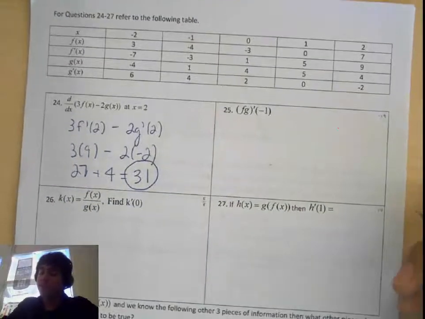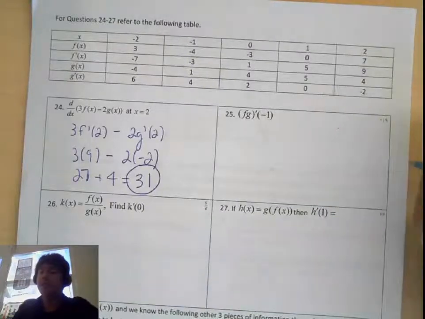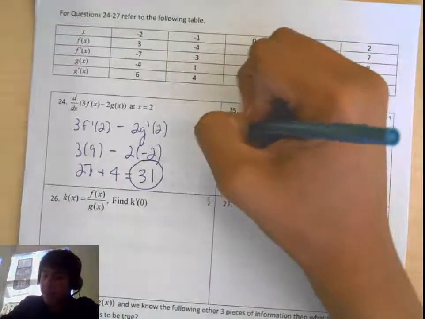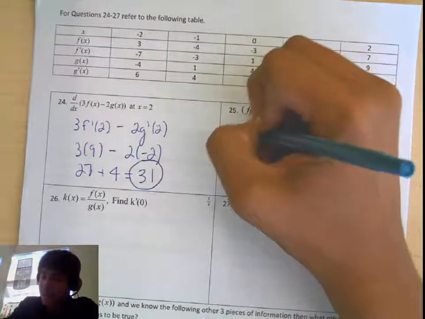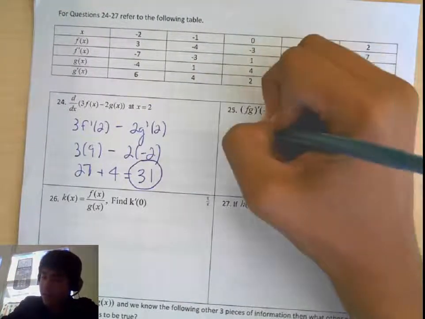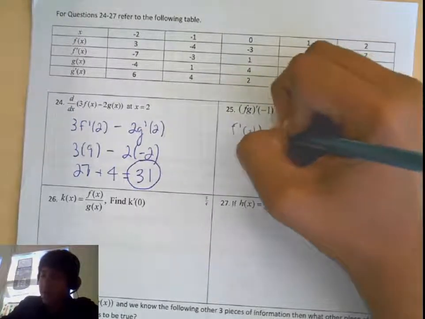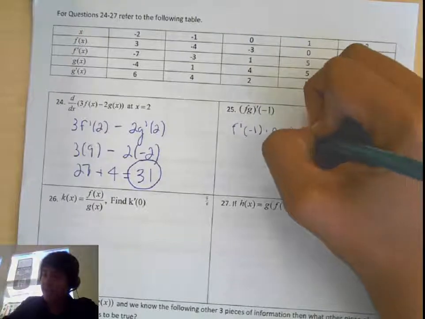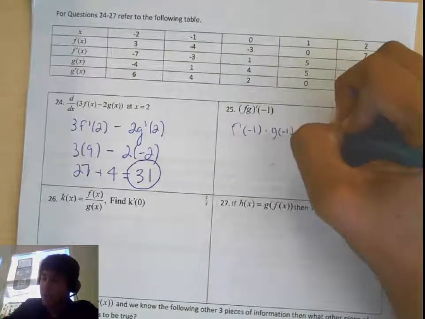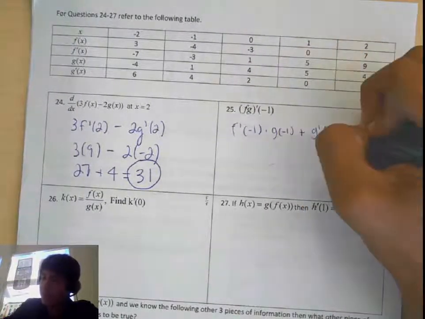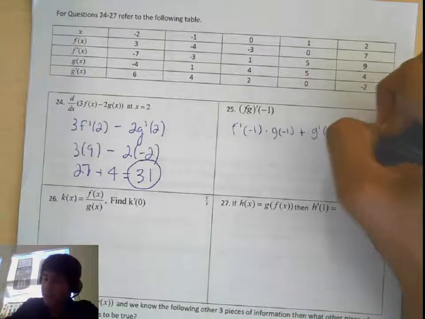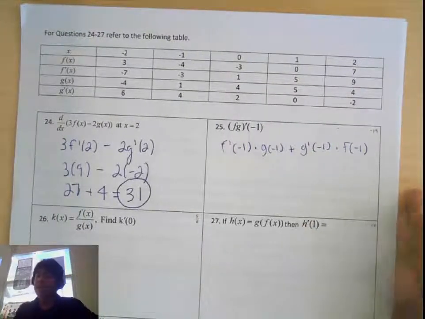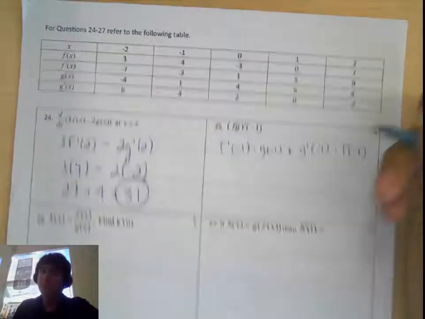So I'm gonna do number 25, which you have to utilize the product rule. So first, we need to write f prime of negative 1 times g of negative 1 plus g prime of negative 1 times f of negative 1. And this is the product rule, so this is all we have to do for now. And now we plug in the points from the table above.